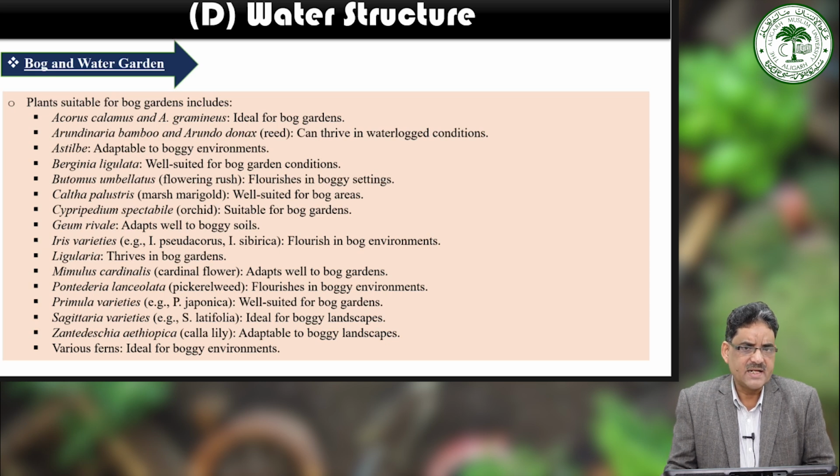Then the iris varieties. Then we have the Ligularia. Then cardinal flowers, that is Mimulus cardinalis. Then pickerweed. We have the Primula variety, that is Primula japonica, and Sagittaria varieties, and also the calla lily, etc. Besides this, there are various ferns that are also included in the bog garden list.